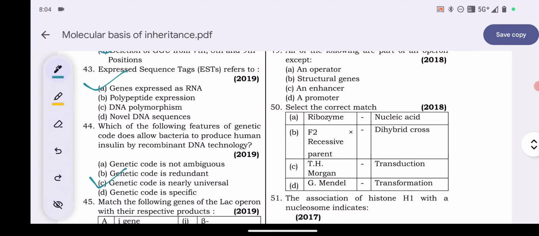Explanation: in recombinant DNA technology, bacteria are able to produce human insulin because the genetic code is nearly universal. This means the DNA sequence which codes for insulin will produce insulin protein whether it is present in a bacterial cell or in a human cell. That's why this feature of the genetic code allows bacteria to produce human insulin by RDT, recombinant DNA technology.